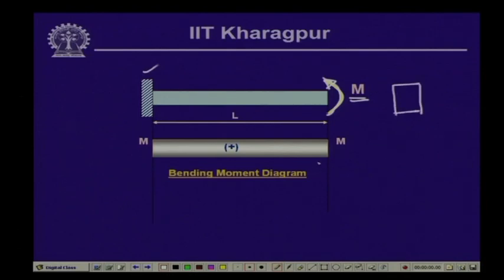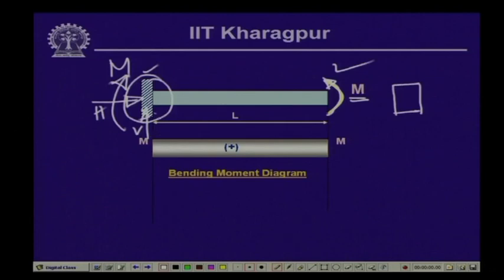Now, if we draw the bending moment diagram as we have done in the past, we can remove this support and write down the reactive forces, and thereby evaluate these reactive forces, the vertical force, the horizontal force, the moment, based on the external moment. If we do so, you will find that the vertical force will be 0, because the summation of vertical force equals 0, and there are no external vertical forces. So, the vertical reaction is going to be 0.